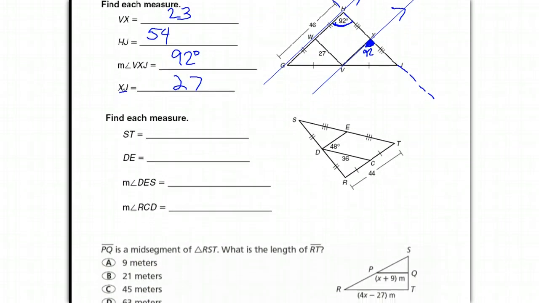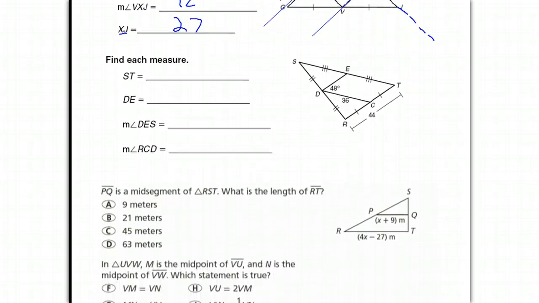The next part. We want to find each measure again, and again we have two midsegments shown. This time I'll highlight them so we can see that DE is a midsegment of RT, and DC is a midsegment of ST. And you can see I marked that SE and ET and DC all have the same measurements. So we can fill that in right now: SE is going to be 36, ET is going to be 36, and combined ST would be double 36, which is 72.